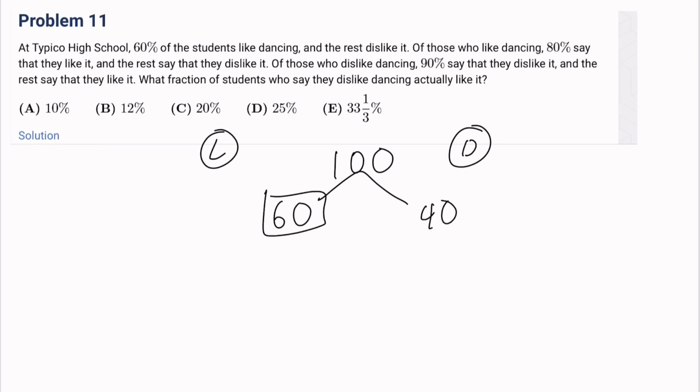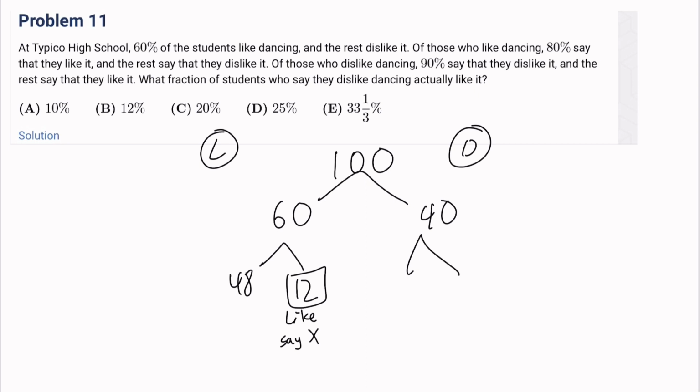Of those who like dancing, 80% say that they like it. So here's saying like and not saying like. 80%, so 8 times 6 is 48. And the rest is 6 times 2 equals 12. So 12 like, but say they dislike.